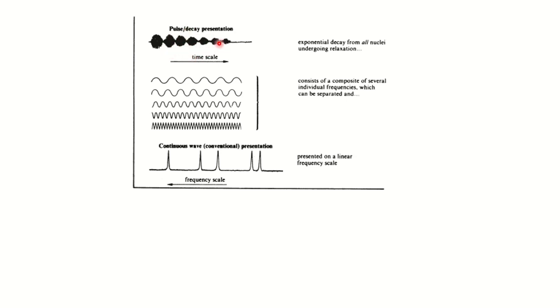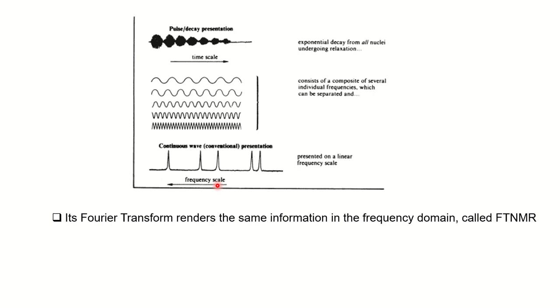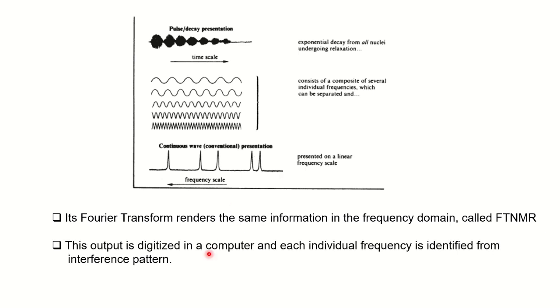So therefore, the time domain signal has to be converted into the frequency domain signal, which is a human readable form. So the instrument is converting the time domain signal to the frequency domain signal by using FT-NMR, which is called Fourier transform NMR. It converts the time domain signal into the frequency domain signal, which is a human readable form, and it will be digitized on the computer, and each individual frequency will be identified by its interference pattern. So in this way, you can read the spectrum for your unknown molecule.